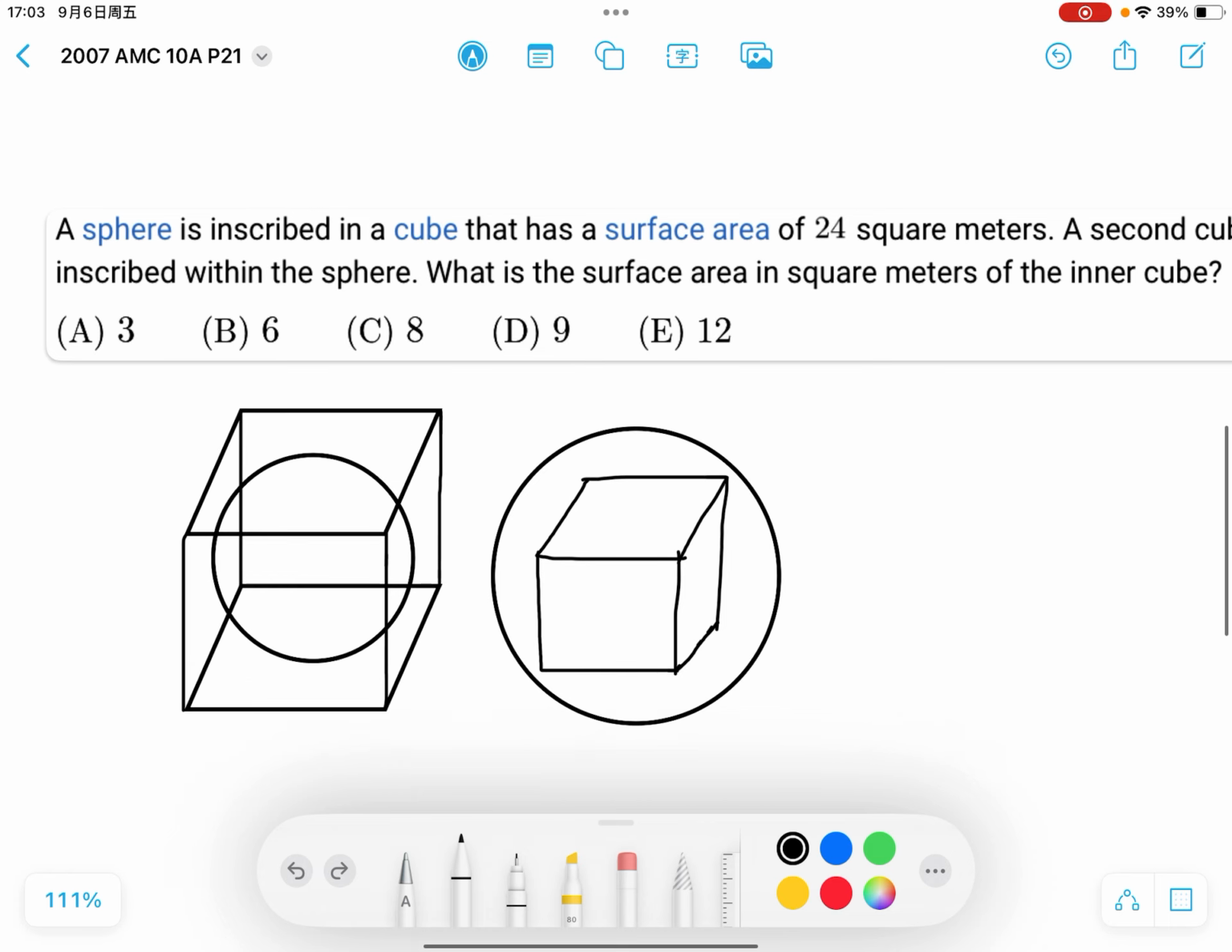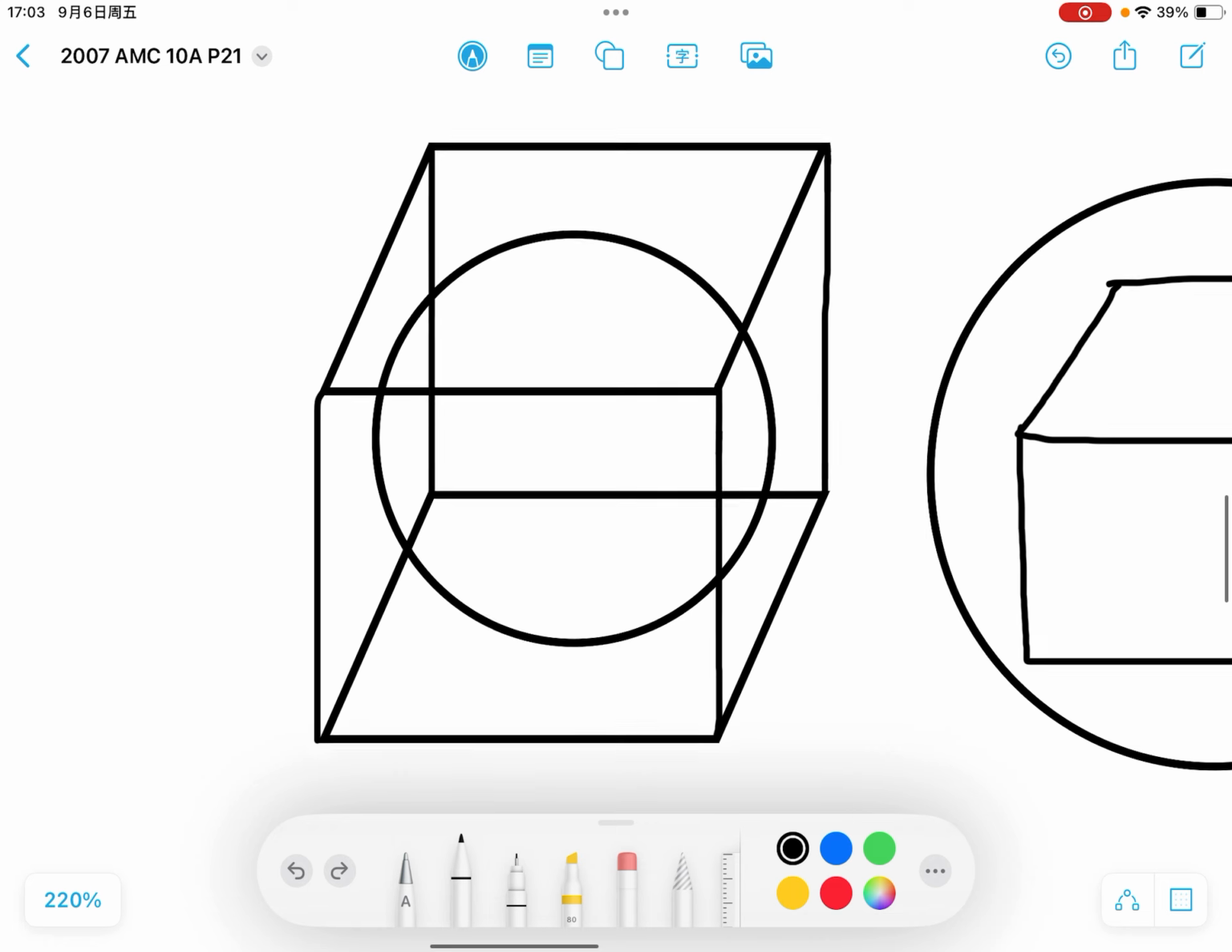Well, it says this cube has a surface area of 24 square meters. So this is like the only number inside this problem. So it must be really important. But how is it important? Because we know that this is a cube, meaning that the side lengths are all the same. So this is S. If this is S, then everything else is also S.